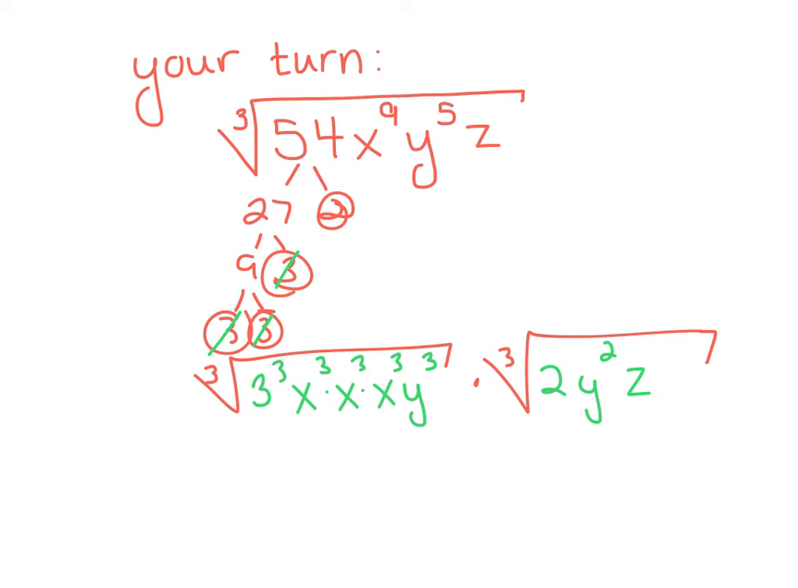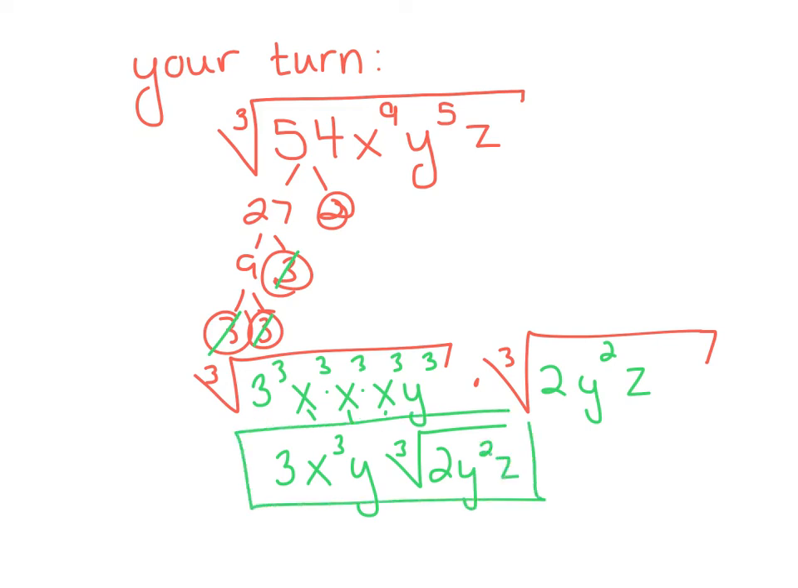So my final answer here is going to be 3 x to the 3rd, because each of these would come out as 1x, y, times the cube root of 2y squared z. Okay, if you're not understanding, I highly encourage you to go back and try the practice videos again. Sometimes I say things quickly and you need to hear it twice.